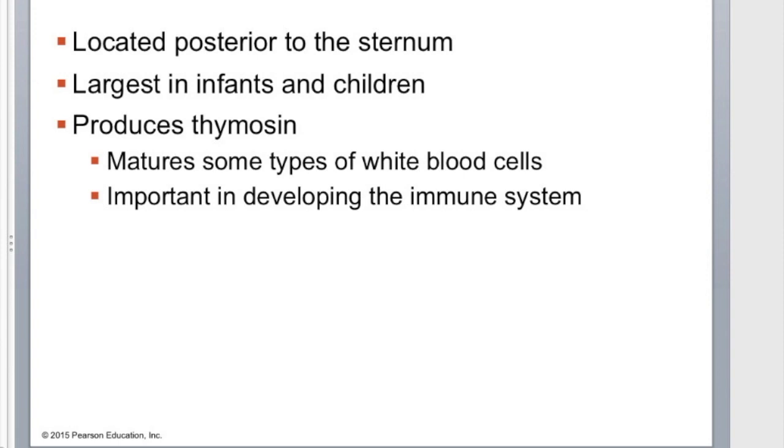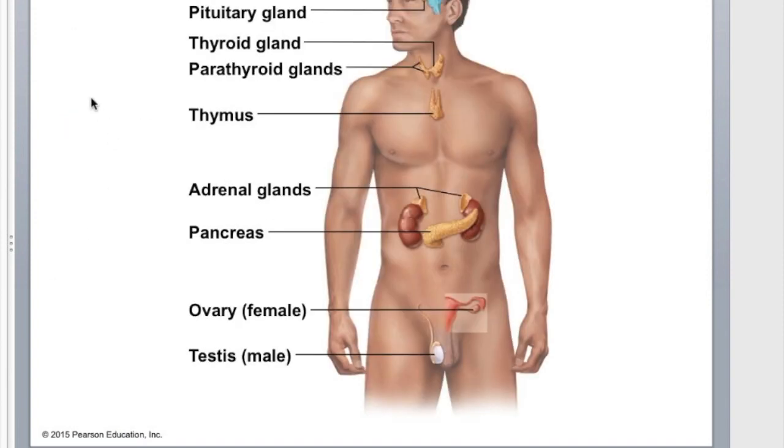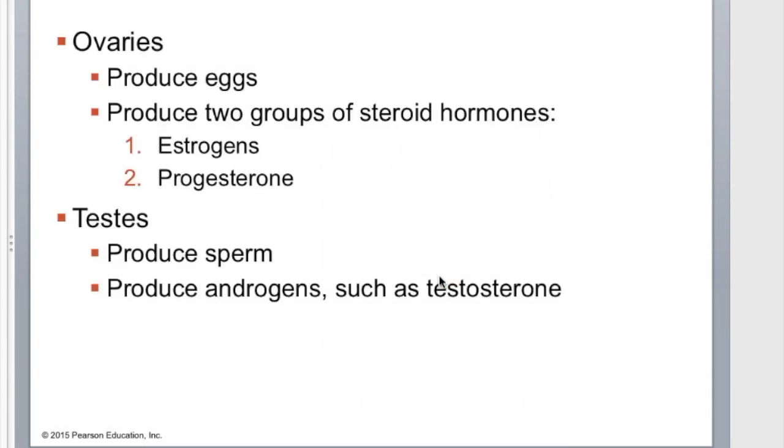You have your thymus gland that is located just posterior to your sternum. You see it, it's most obvious in infants and children. And it's associated with your immune system and white blood cells specifically. Okay, so we've done everything down. Now it's time to go into the gonads.